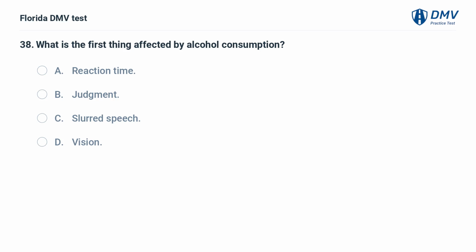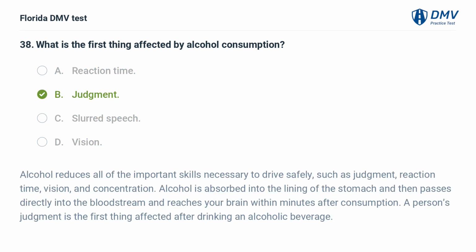What is the first thing affected by alcohol consumption? A. Reaction time. B. Judgment. C. Slurred speech. D. Vision. B. Judgment.